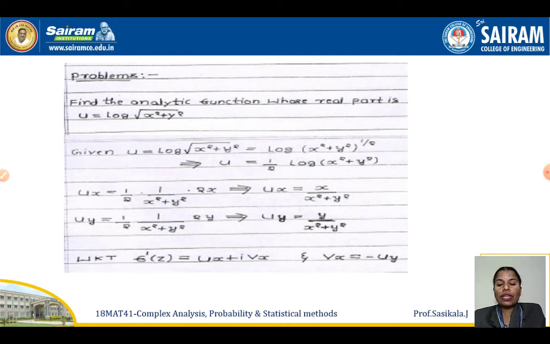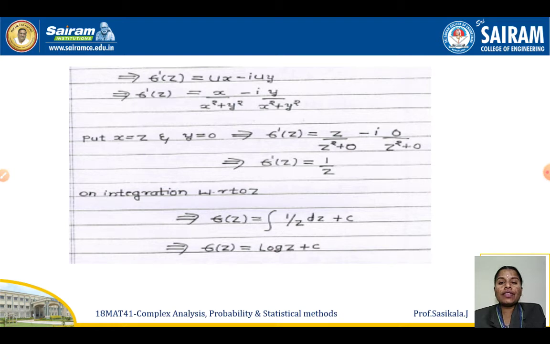So we know what f dash is. F dash is ux plus i vx, where vx is replaced by minus uy. I get f dash of z equal to ux minus i uy. So f dash of z is x by x square plus y square minus i into y by x square plus y square. Now the last step: x is replaced by z and y by 0, as per the working rule. Substituting, f dash of z is z by z square plus 0 minus i into 0, because the numerator is 0. I get only z by z square, which is 1 by z.